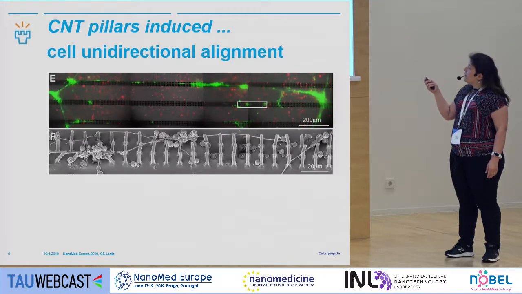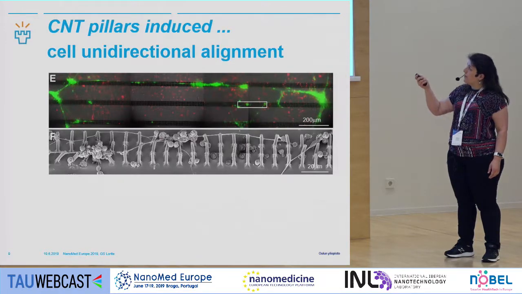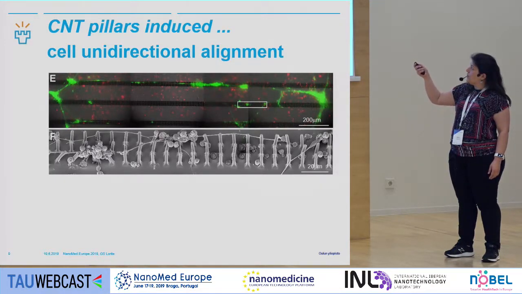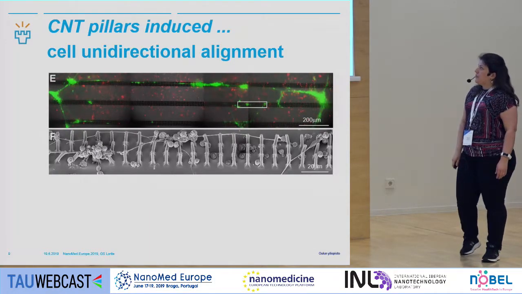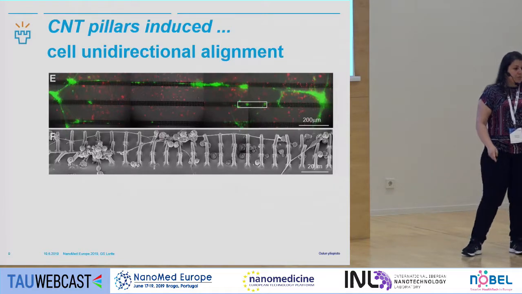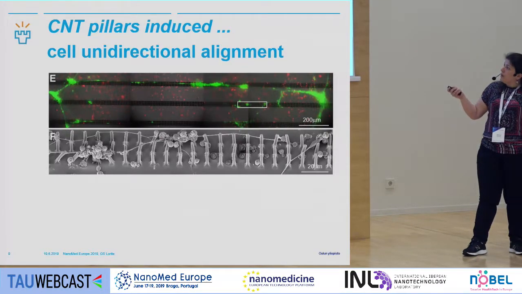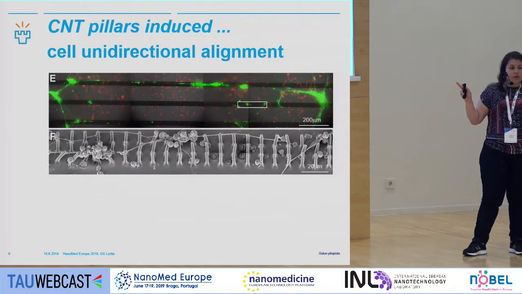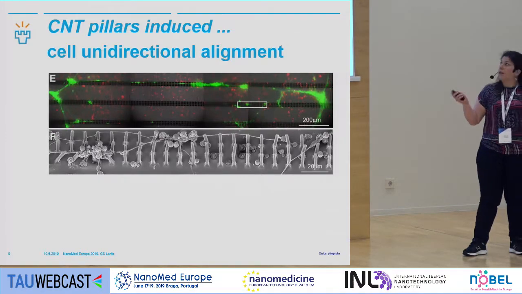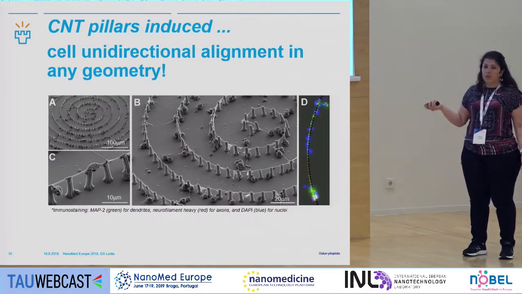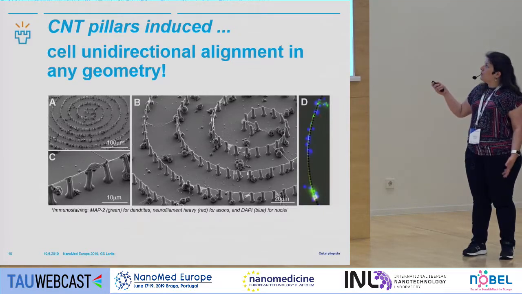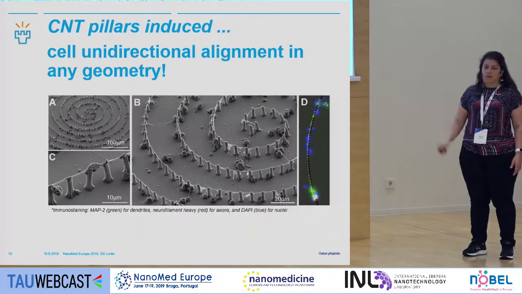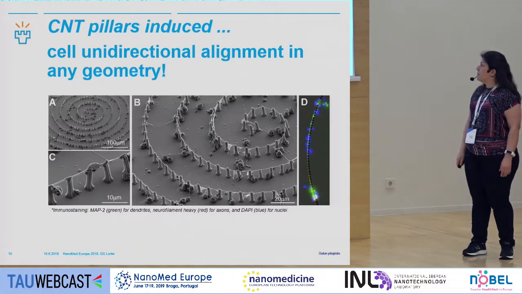And here we have an electron microscope image, and you can again see, in particular in this area here, the connection of the pillars by the cells. So we are able to make this unidirectional alignment of neural cells, and not just in stripes, but in any geometry. When you go to the spirals, you can see that it also makes the connection of the carbon nanotubes.